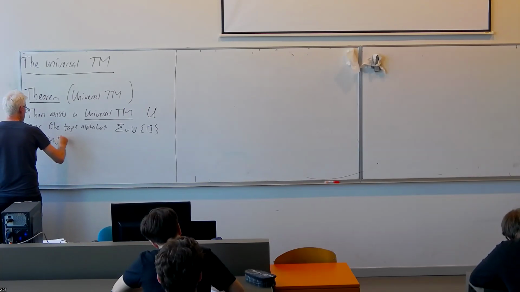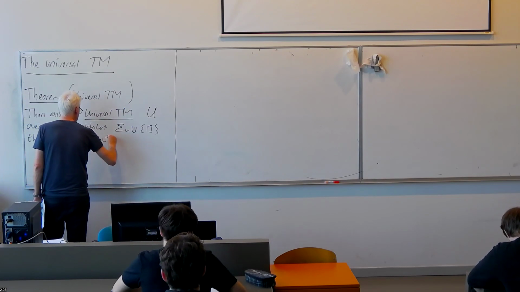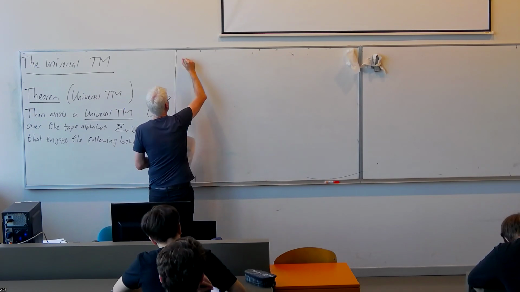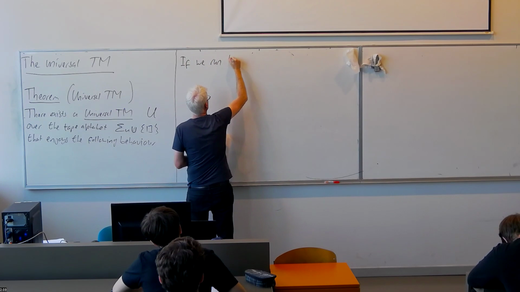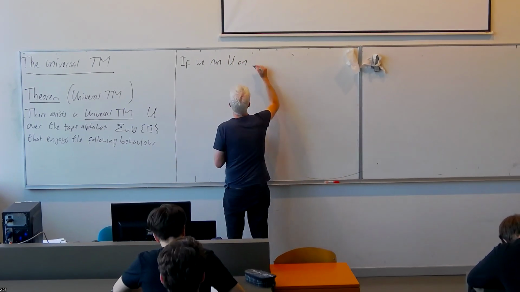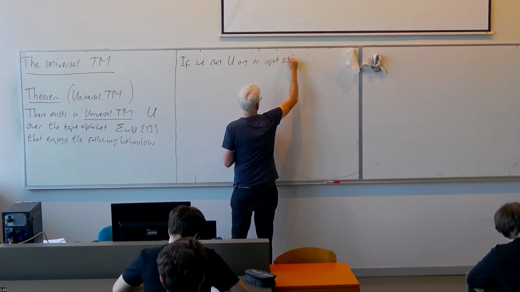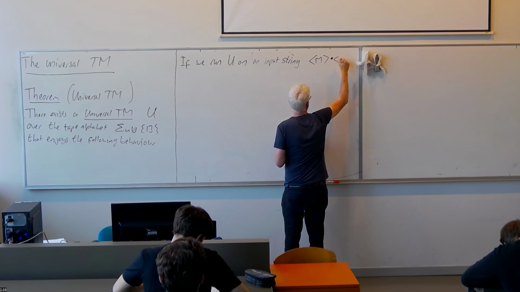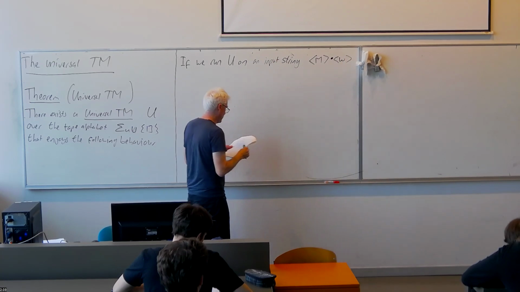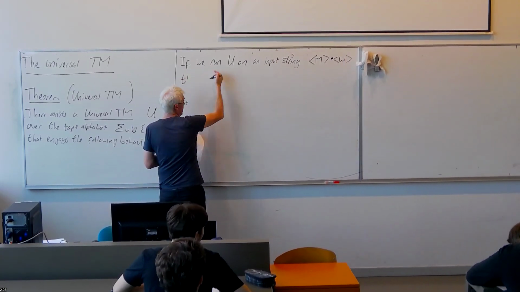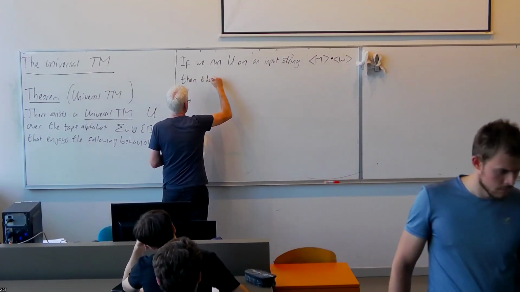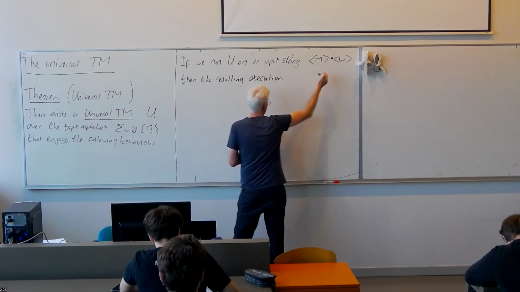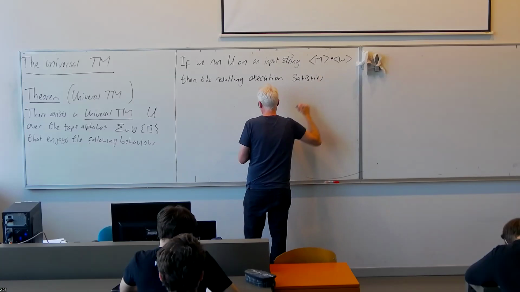That enjoys the following behavior. Behavior is that if we run U on input strings of a certain form, where string means the same as word, so an input string of the form encoding of a Turing machine N, followed by the encoding of an input word W, then the resulting execution of U on that input satisfies the following three points.